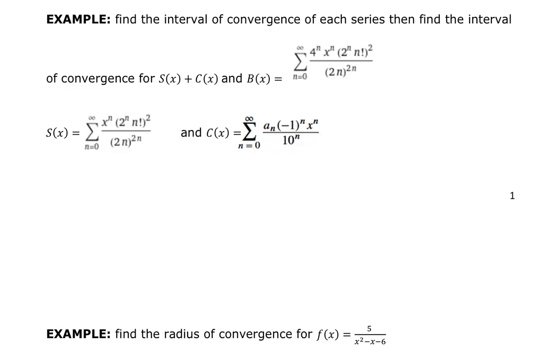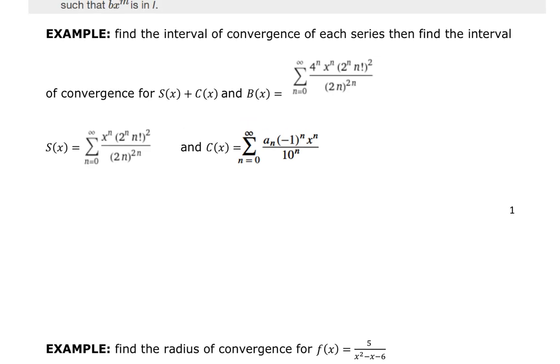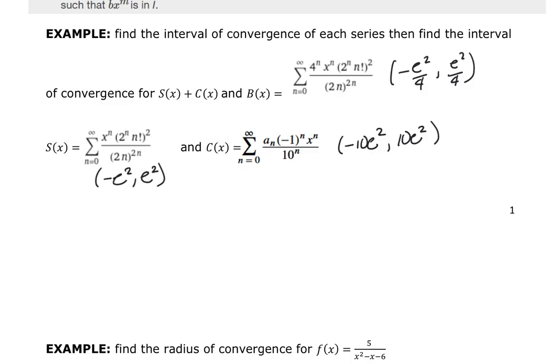So for b, my interval of convergence is negative e squared over 4, comma e squared over 4. And I check the endpoints. The interval of convergence for c is going to be negative 10 e squared and then positive 10 e squared, and again checking the endpoints. And then for s, I got negative e squared and then e squared.